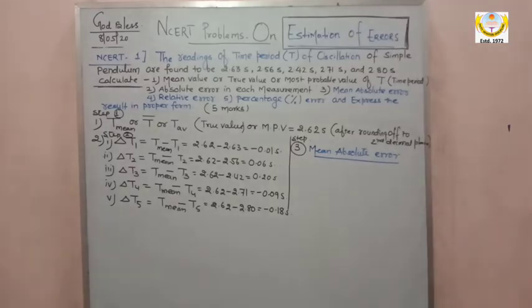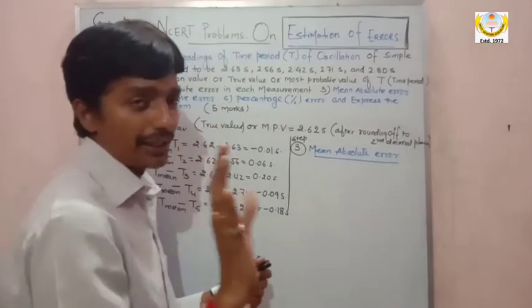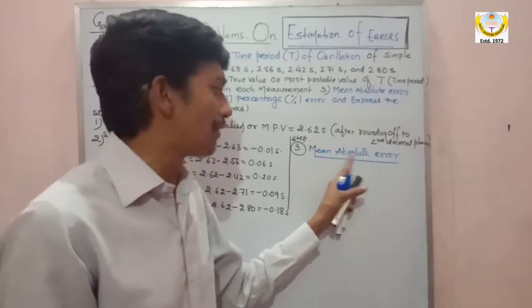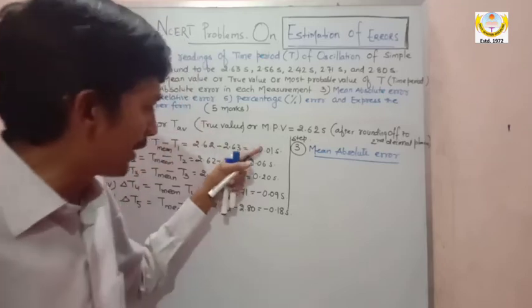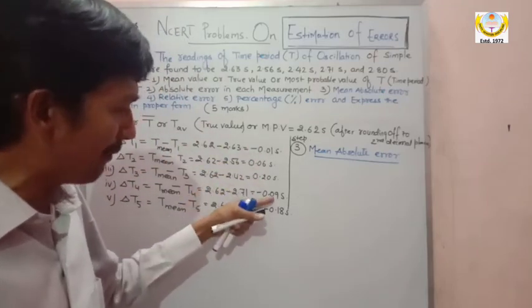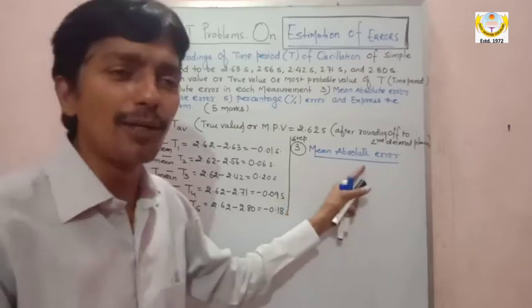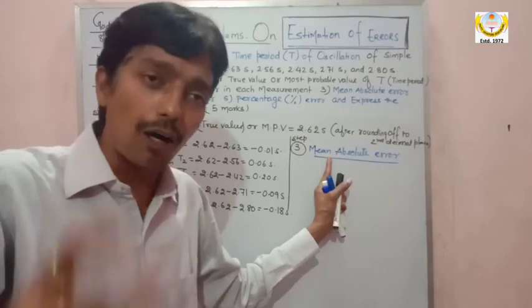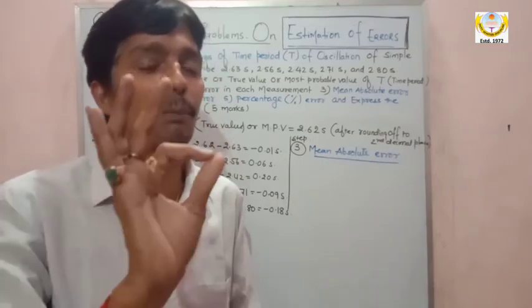Now my dear, when we calculate the mean absolute error, what is the definition here? Mean absolute error means the average of absolute error. You have calculated 5 absolute errors, 1, 2, 3, 4, 5. Just take the average. So what is mean absolute error? It is the average or mean of absolute error.